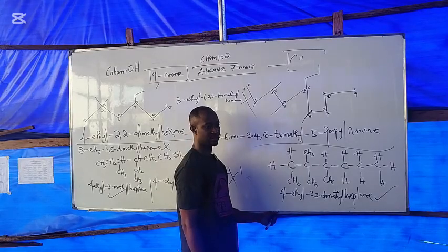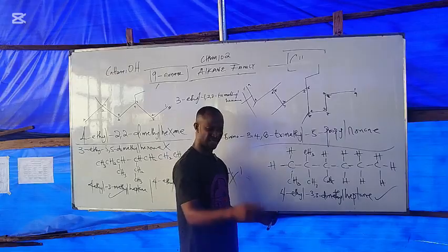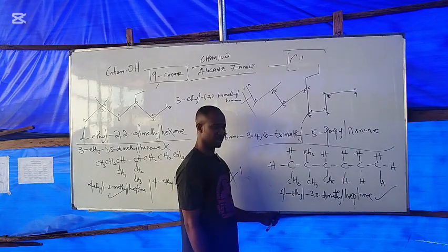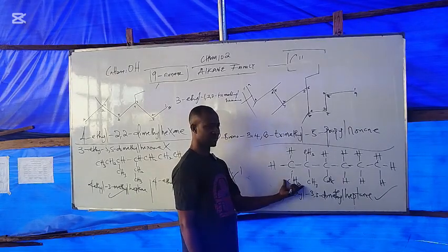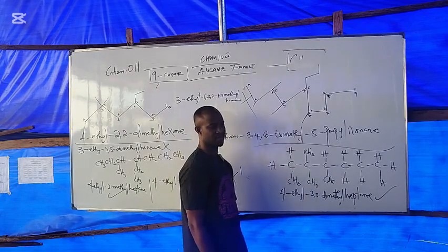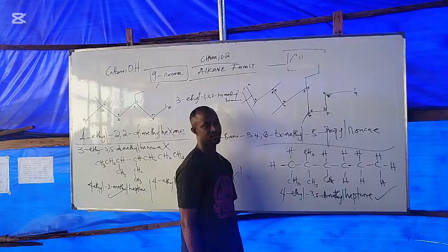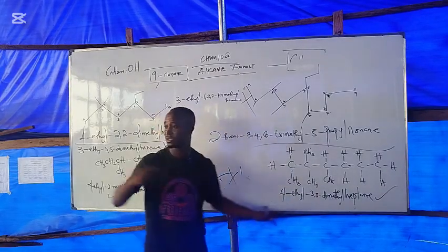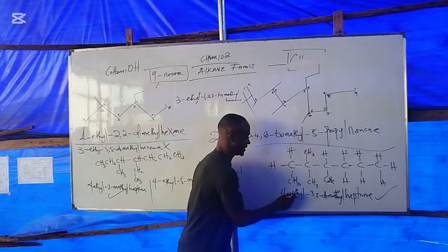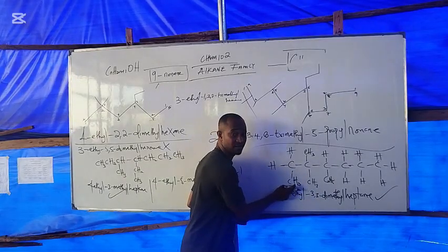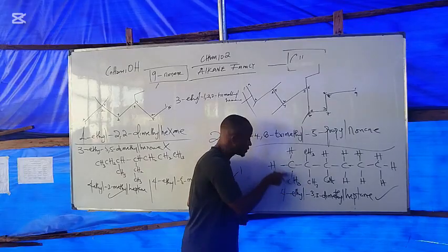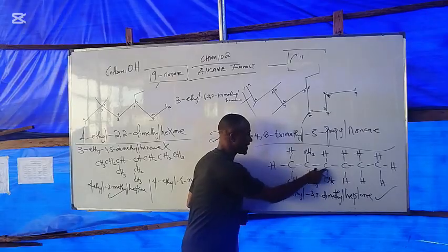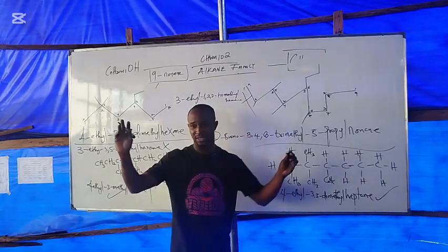Do you get it? For ethyl, let me get your question. If I have ethyl, you still count the carbon, yes. Let's say if we have C2H5 here, I'll still count from here because it is at the last carbon. It will be 1, 2, 3, 4, 5, 6, 7, 8. Do you get the concept?